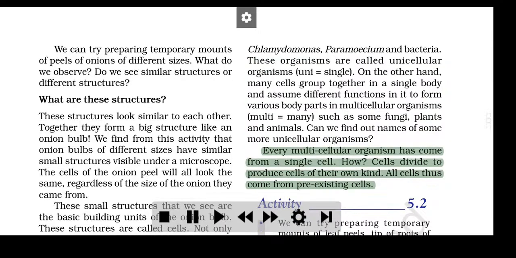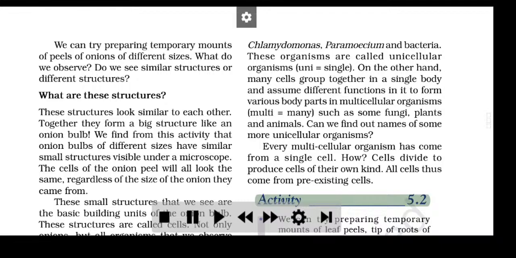Every multicellular organism develops from a single cell. How? Cells divide to produce cells of their own kind. All cells thus come from pre-existing cells.